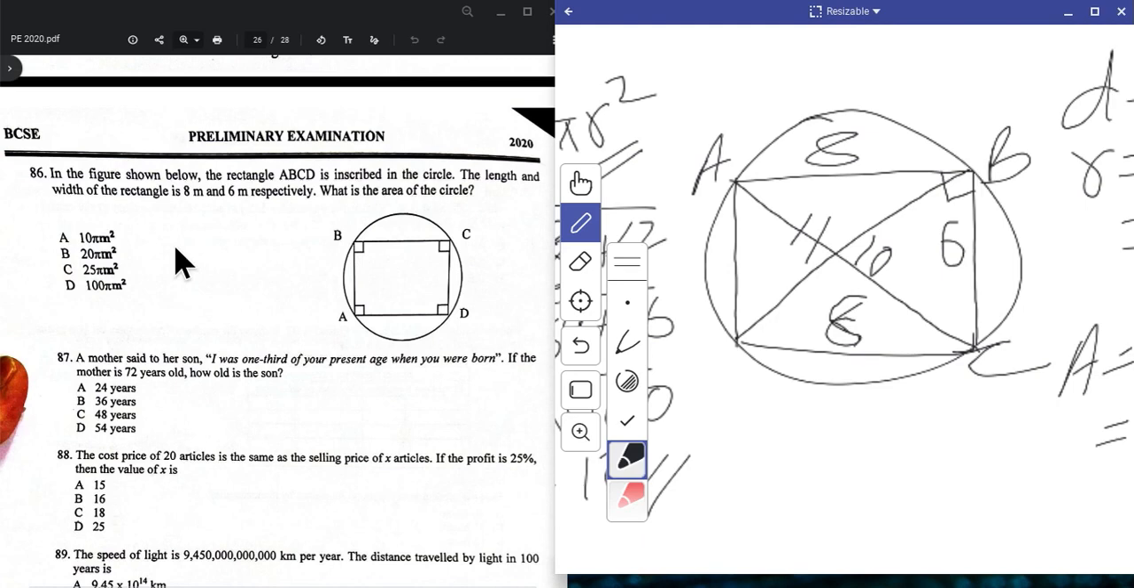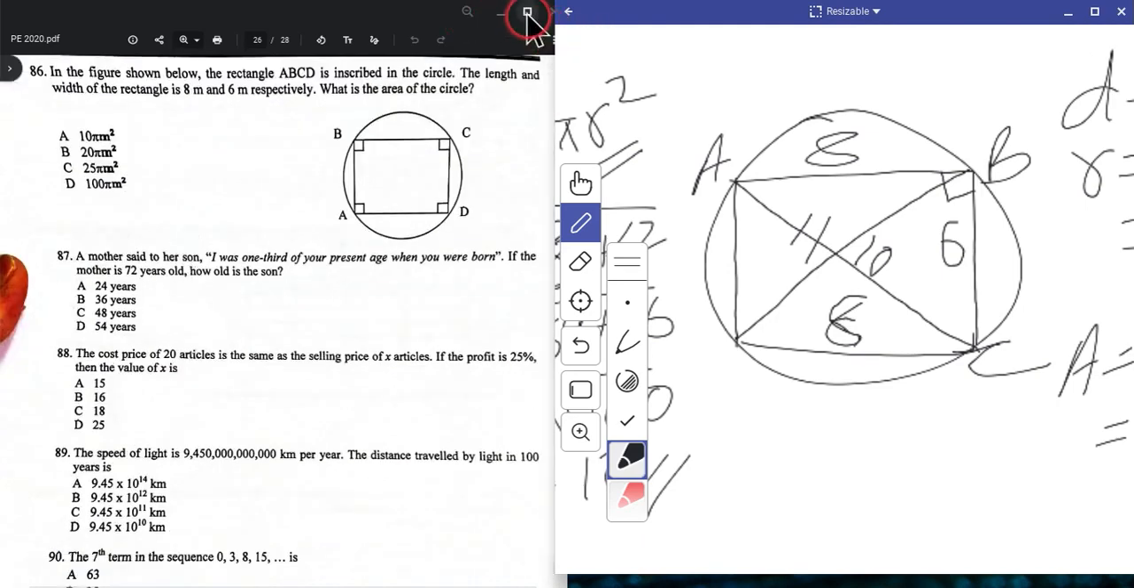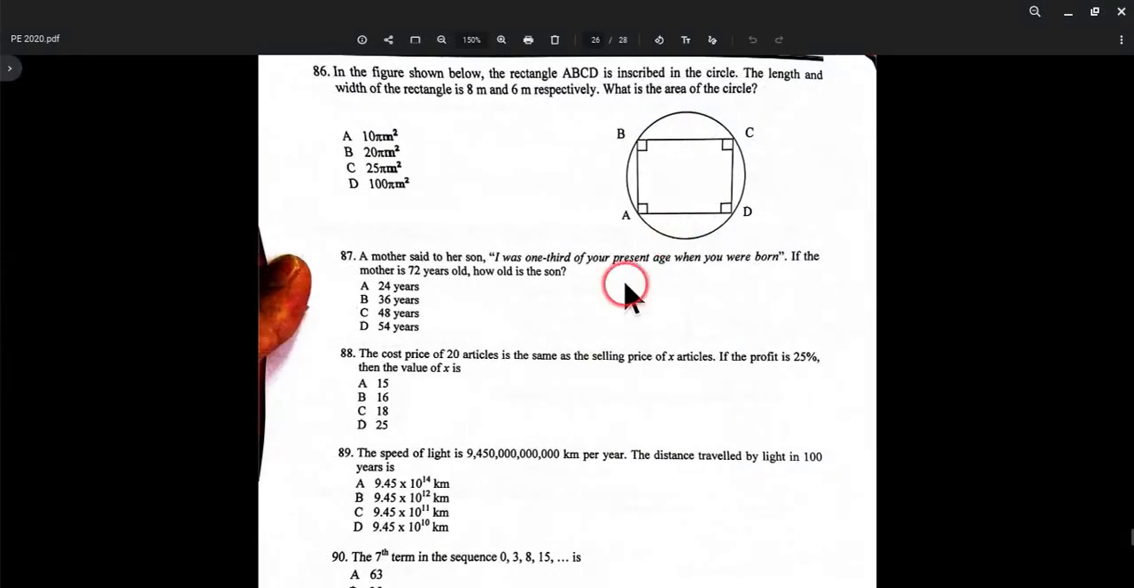Now if we look into question number 87, it is said that a mother said to her son, I was 1/3 of your present age when you were born. If the mother is 72 years old, how old is the son? Now here what we need to consider is the mother was 1/3 of the current age of the son.